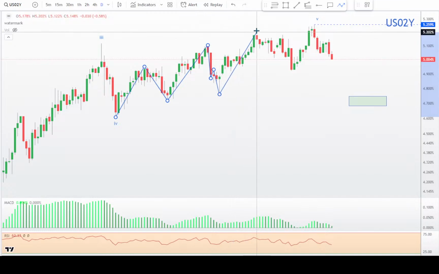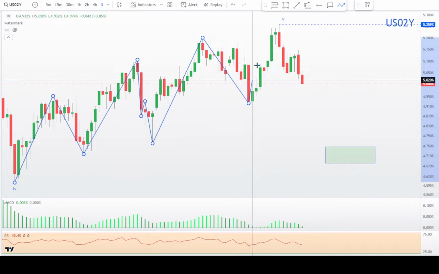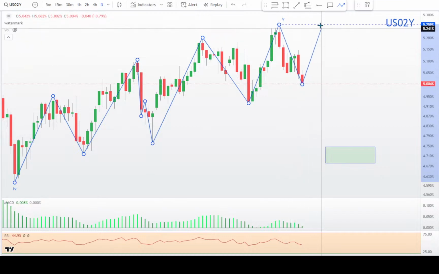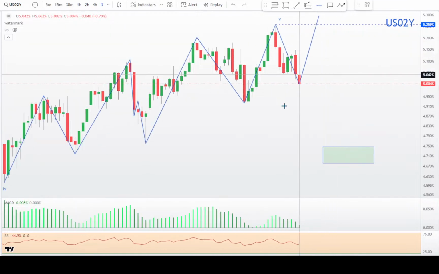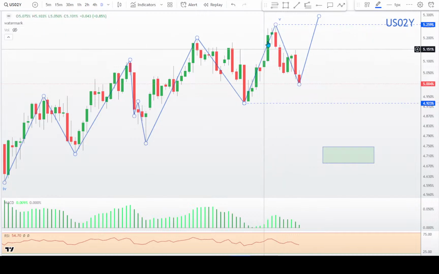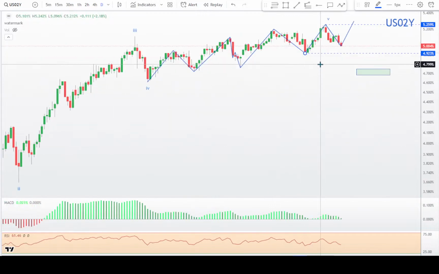And they came down in 3 waves. That's 2. I think that's 3. And I think that's 4. But this looked to me like an impulse here. So I think this is 1, 2, and then they've got one more to go back up. Now, if they break this low, 4923, then I'm wrong, and this fifth wave is in, and now the 2-year is going to be having a big correction going on.